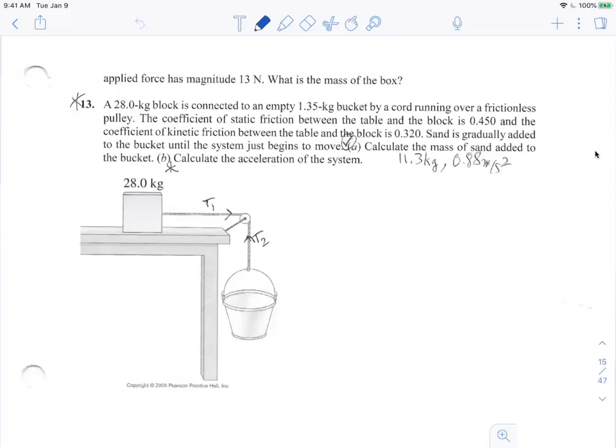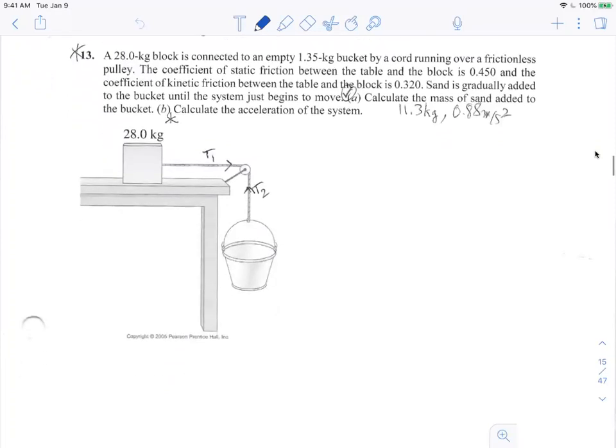Chapter 4, MJC Physics 142, Chapter 4, Part 2, Problem 13, for those of you who it matters. Or you can just look at the problem, and it's a neat problem. Here we go. We have a block, and somebody starts pouring sand into the bucket until it just starts to move. So there's actually two parts to this problem right away. This is the key. Sand is added until it just begins to move.